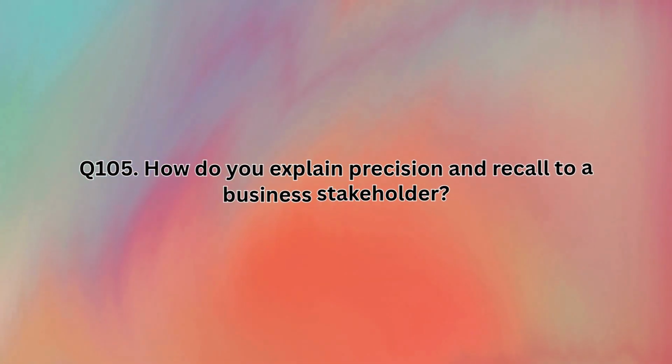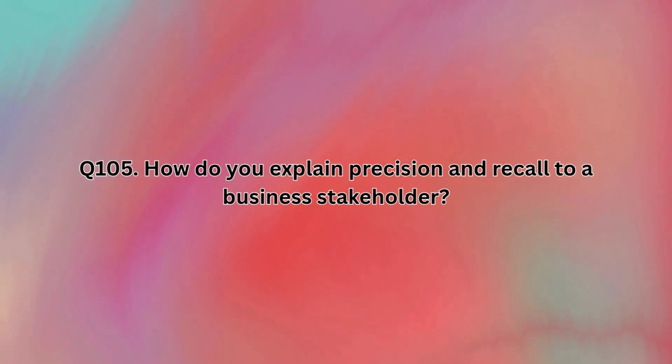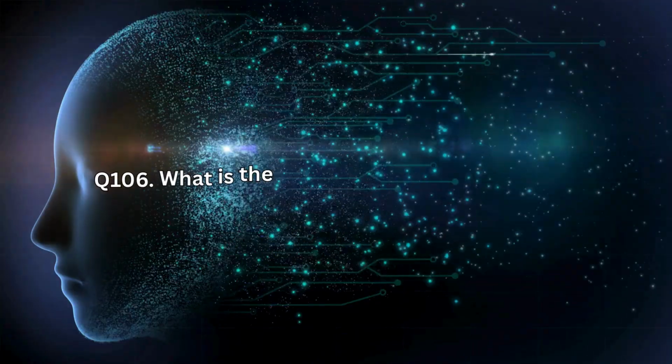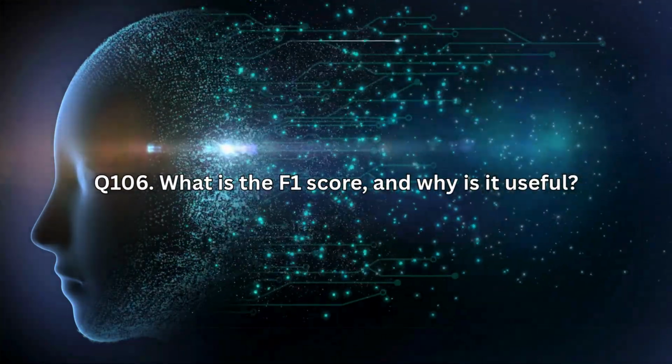How do you explain precision and recall to a business stakeholder? Precision answers: when the model says yes, how often is it correct? Recall answers: out of all the real yes cases, how many did the model catch? It's like precision is about quality. Recall is about coverage.